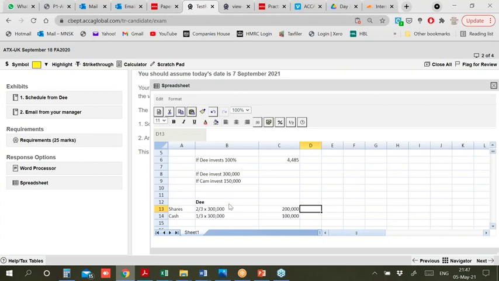That is 100,000. Now I know that the return on cash was 1% and on shares it was 4%. So on cash it's 1%, and on shares it's 4%. I can here write the income. It will be this times 4%, this times 1%, 8,000 and 1,000. Okay, so these are the incomes.